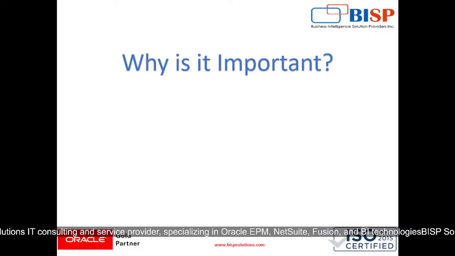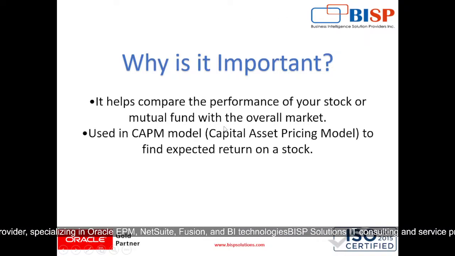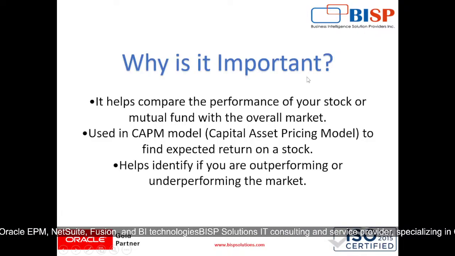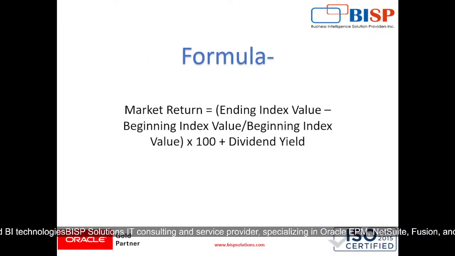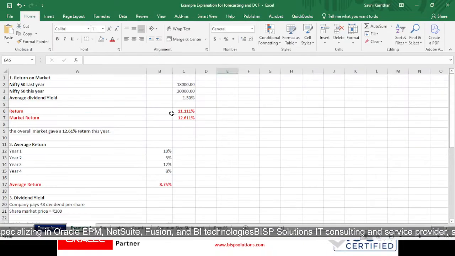So why is it important? It helps compare the performance of our stock or mutual fund with the overall market. Also it is used in the CAPM model, which is capital asset pricing model, to find expected return on a stock, and it also helps identify if we are outperforming or underperforming the market. For the same, the formula we use is: market return equals ending index value minus beginning index value, divided by beginning index value, into 100, plus dividend yield. So we can take one example for the same.